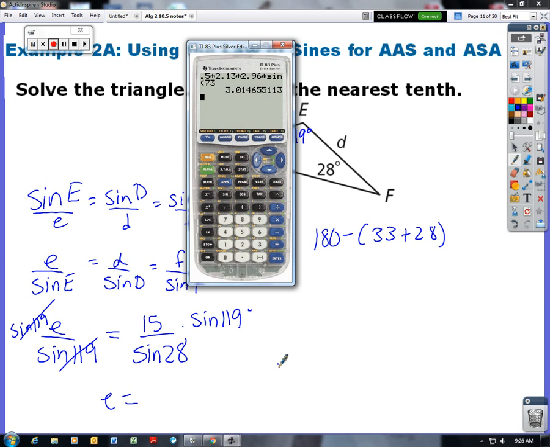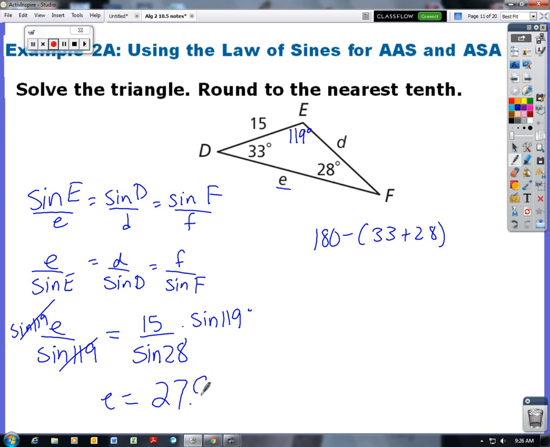If you want to follow along, it's going to be 15 sine of 119, close parenthesis, divided by sine of 28. I recommend setting up all the algebra first, then doing the calculation at the end in one line. Just do it all at once on your calculator. You're going to have less rounding error that way. And it does say to the nearest tenth. So 27.9, that's E, that's a side length.